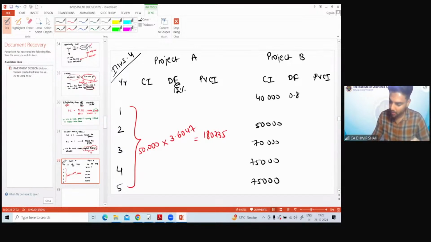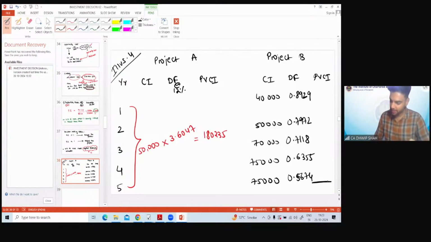0.8929, 0.7972, 0.7118, 0.6355, 0.5674. So my total PVCI comes to, due to constraint of space, I am not writing PVCI individually, but I will just write the total amount. 33,156.